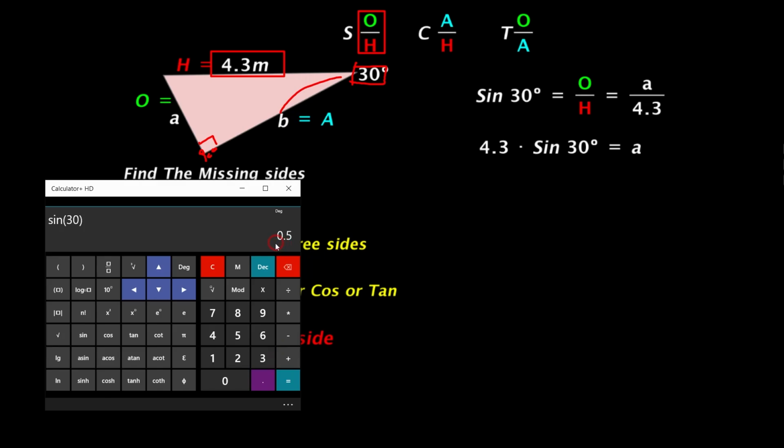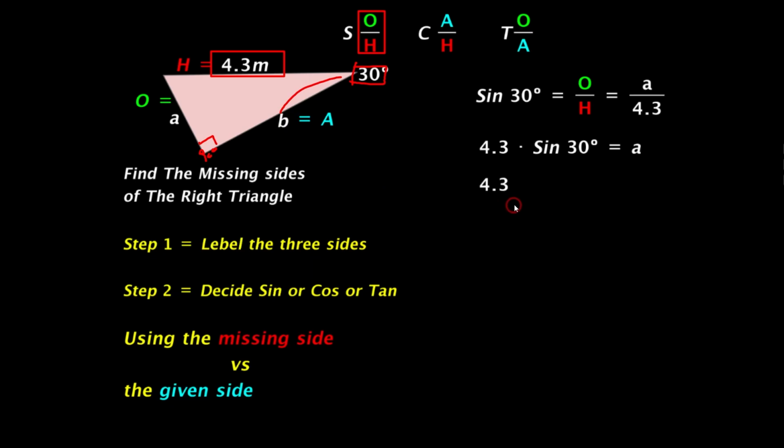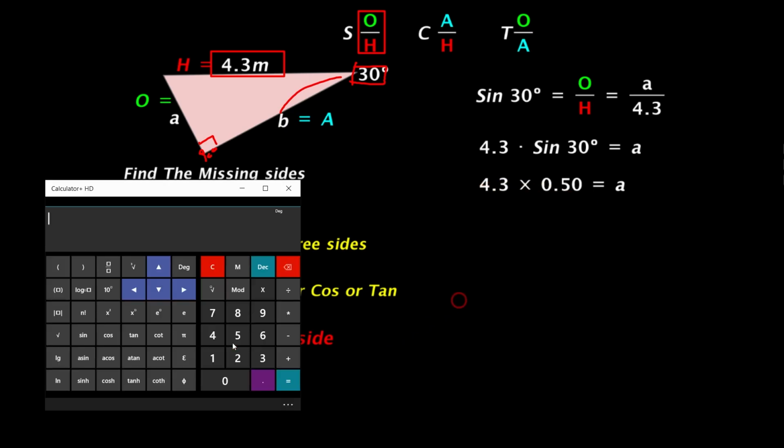The value is 0.5, so it's actually half. It should be 4.3, sorry about that. 4.3 multiplied by the value of sine 30, which is 0.5, equals A. Again, we need the calculator to simplify this value. So 4.3 multiplied by 0.5, and the final value is 2.15.